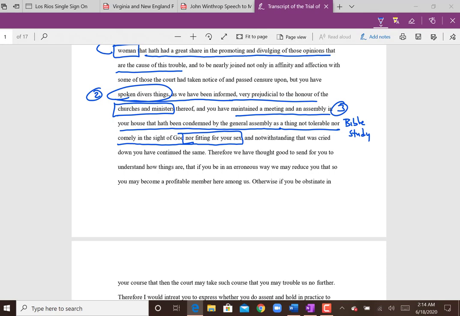And therefore, we have thought good to send for you to understand how things are. And if you be in an erroneous way, we may reduce you so that you may become a profitable member here among us. Otherwise, if you be obstinate in your course, then the court may take such course that you may trouble us no further.